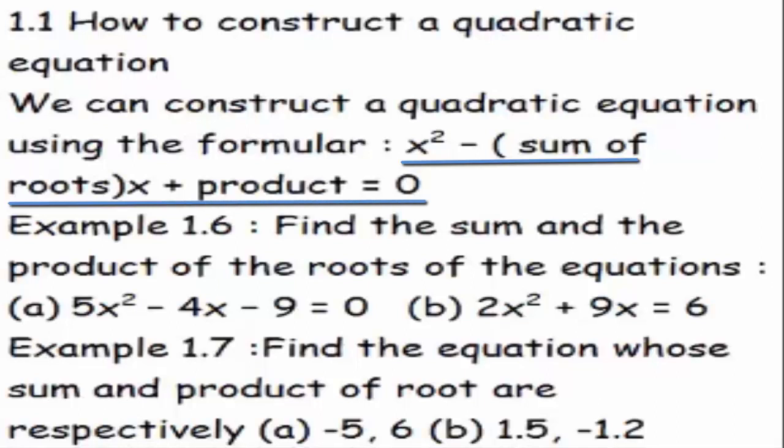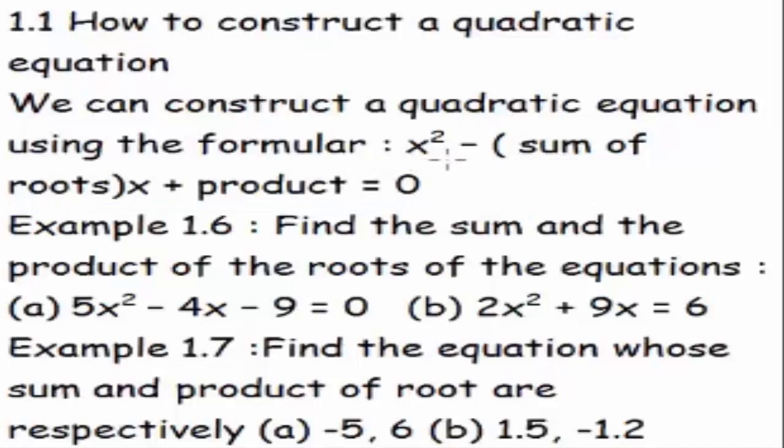to 0. Now the formula is on the board. The formula we can use to construct a quadratic equation is x squared minus sum of roots x plus the product of the roots equal to 0. So this is the formula you can actually use to construct a quadratic equation. With this formula, you can construct any quadratic equation of your choice.